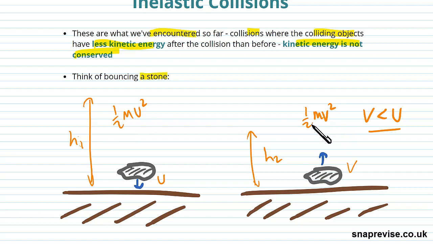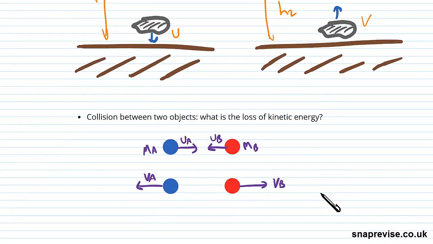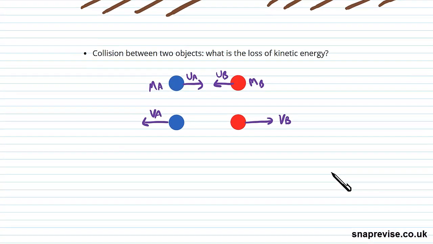We're going to talk about why less kinetic energy means it must move to a smaller height later in our video on work and energy and power. But for now, that's just what an inelastic collision means. So we can also work out what the loss of kinetic energy is in the equation.